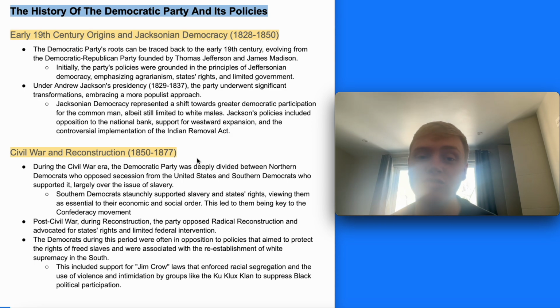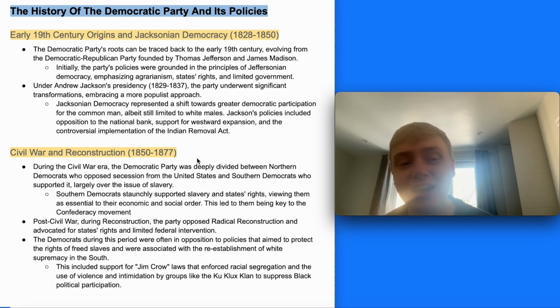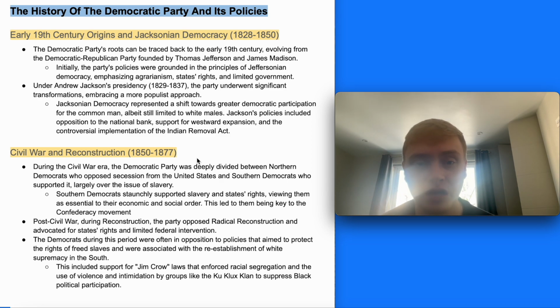Initially, the party's policies were grounded in the principles of Jeffersonian democracy, emphasizing agrarianism, states' rights, and limited government. Under Andrew Jackson's presidency, the party underwent significant transformations, embracing a more populist approach. Jacksonian democracy represented a shift towards greater democratic participation for the common man, albeit still for white men.